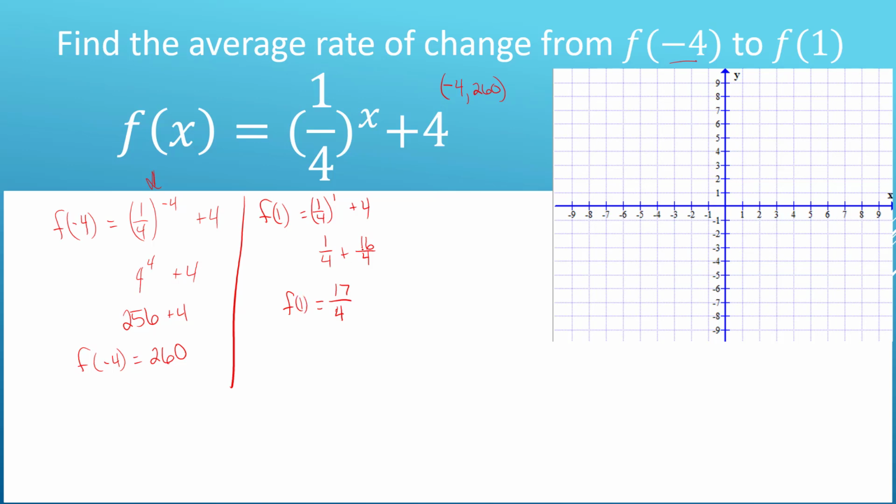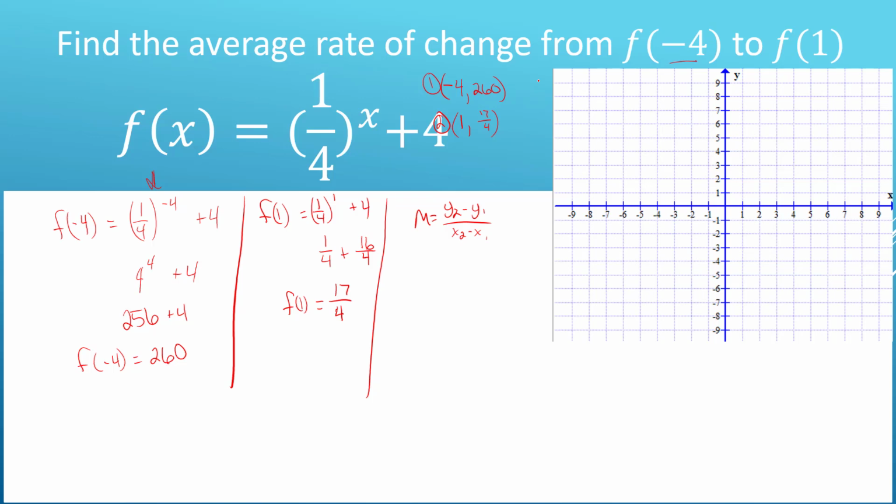Now, 17/4 is not the prettiest number, but we can certainly work with it. So we have the ordered pair 1, 17/4. And finally, we're ready to find our slope. So m is equal to y2 minus y1 over x2 minus x1. I have a first ordered pair. I have a second ordered pair.